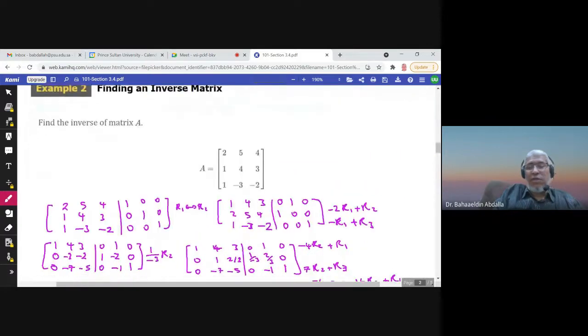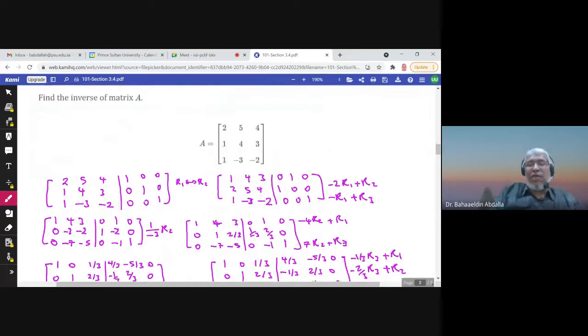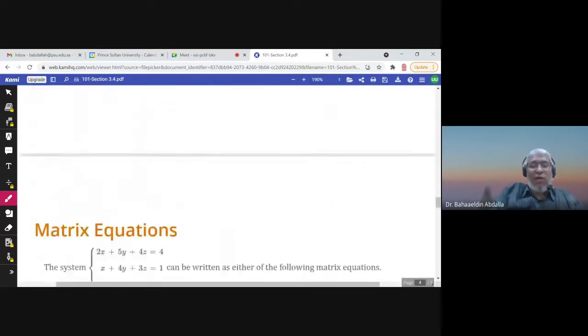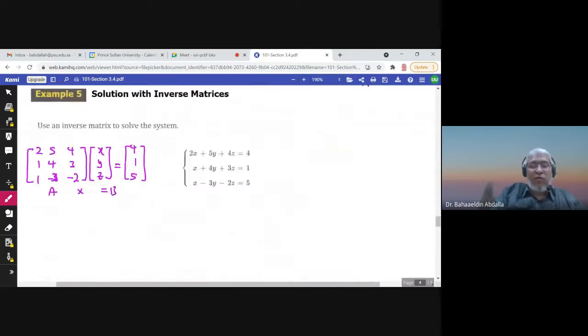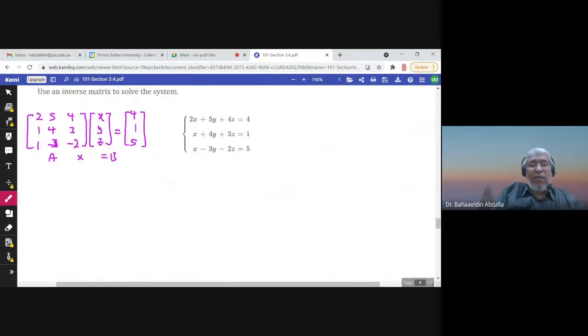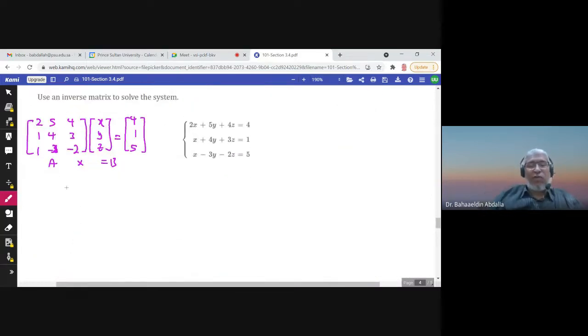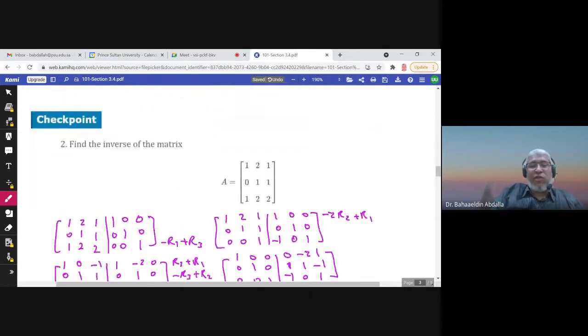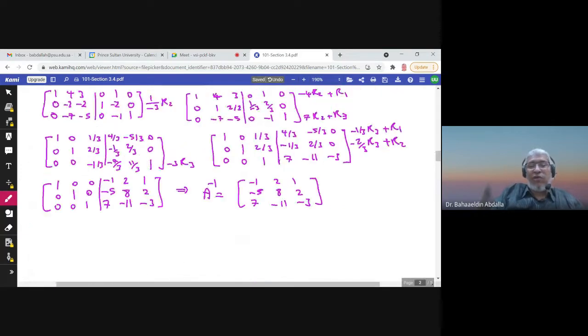Isn't it this matrix 2, 5, 4, 1, 4, 3, 1, negative 3, negative 2? Exactly. So we have A inverse. So X would be equal to A inverse times B. What is A inverse from the previous question? This is A inverse.